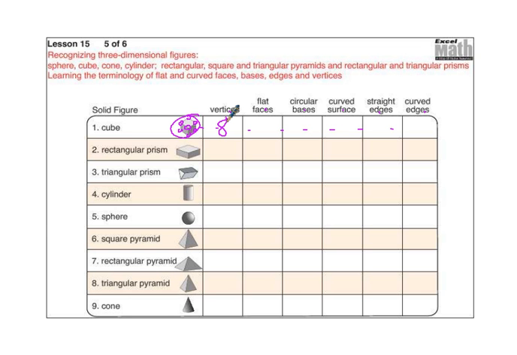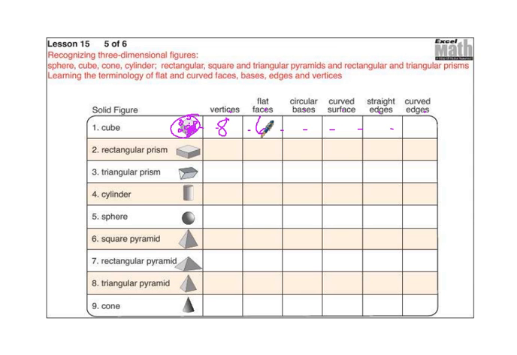A flat face is a flat surface that is a polygon. So it has to be a triangle, a square, or a rectangle. It cannot be a circle or something. And so the flat faces, there's 1 on the top, 1 on the bottom, and 4 going around the outside.